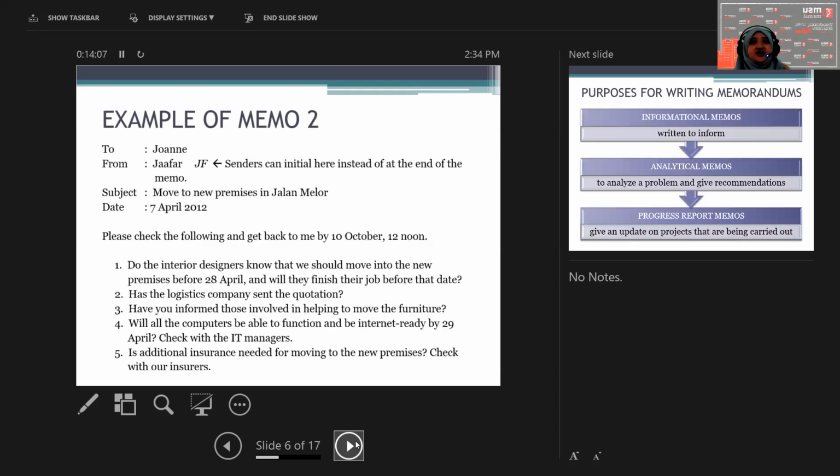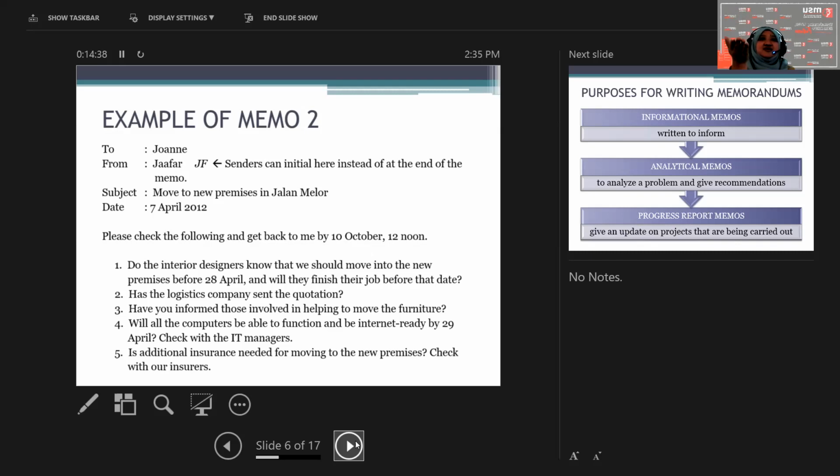And even for the memo, okay, so please check. This is a more, I would say, constructed version of a memo where the points are written as number 1, 2, 3, 4, 5 without signature and without initials. Okay, and it's more towards where we have to please check the following and get back to me by 10 October, 12 noon. It's very instructive, right?